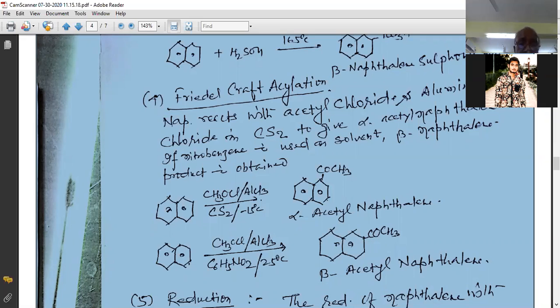You see in the chemical reaction, naphthalene is treated with acetyl chloride in the presence of aluminum chloride with CS2 at minus 15 degrees centigrade, and it forms acetyl naphthalene, and the acetyl group goes to the alpha position, so it is known as alpha acetyl naphthalene. And we get beta acetyl naphthalene at 25 degrees centigrade in the presence of nitrobenzene.